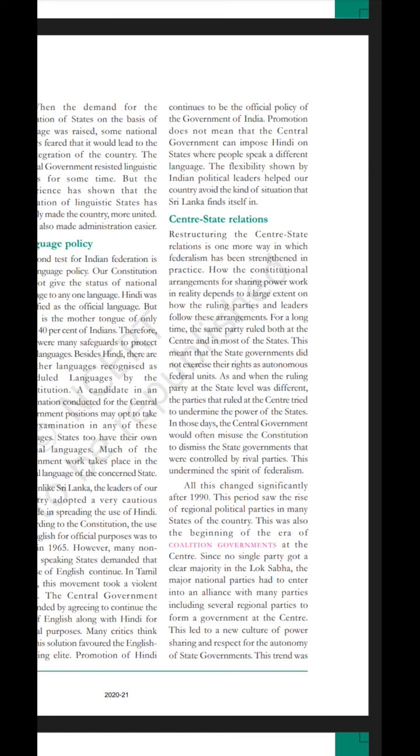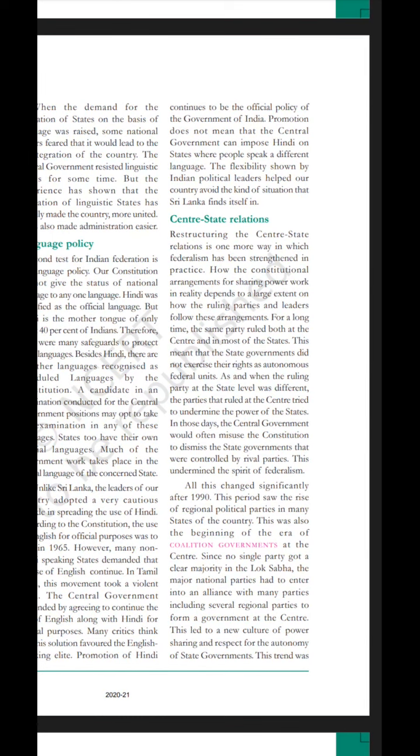For a long time, the same party ruled both at the center and in most of the states. This means that the state governments did not exercise their rights as autonomous federal units. As and when the ruling party at the state level was different, the powers that ruled at the center tried to undermine the power of the states. In those days, the central government would often misuse the constitution to dismiss the state governments that were controlled by rival parties. This undermined the spirit of federalism.